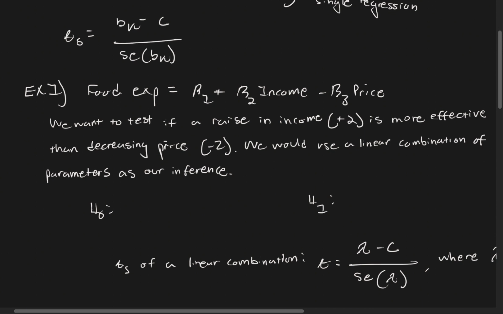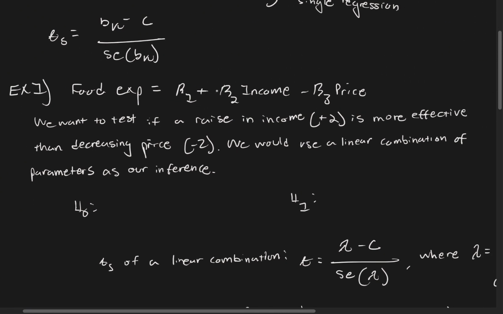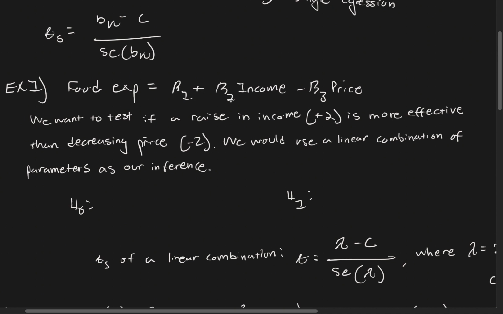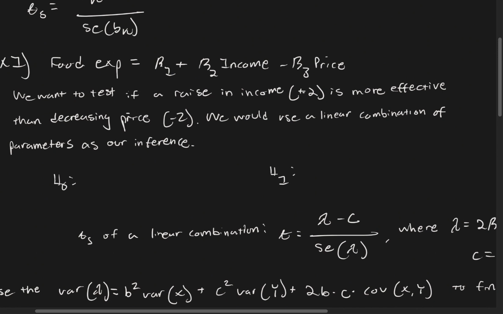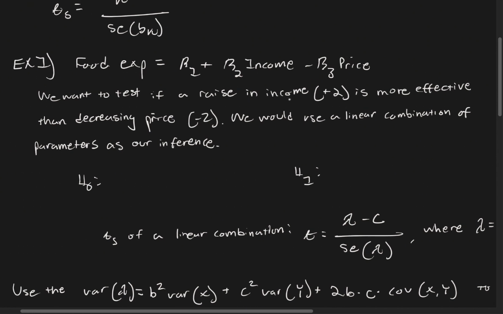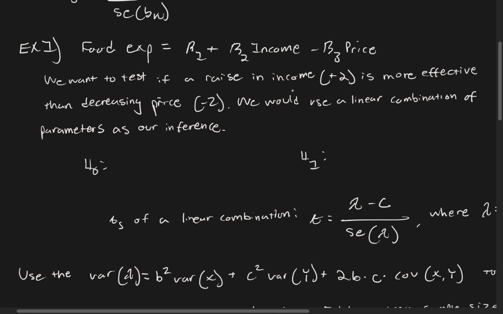All right, so let's look at our first example, where we have once again income and price, so multiple regression. Let's say we want to test if a raise in income of +2 is more effective than decreasing price of -2. And so in this case, we would use a linear combination of parameters as our inference.